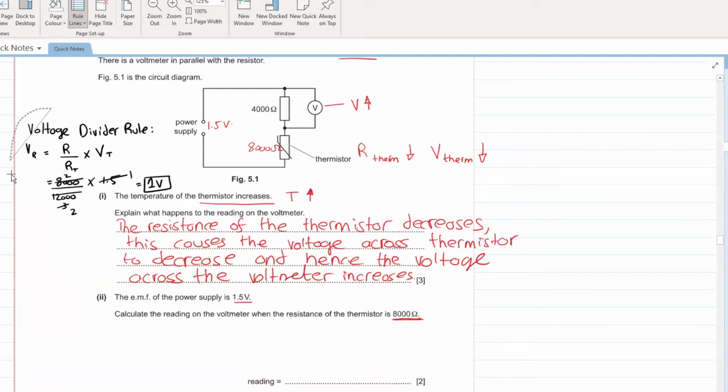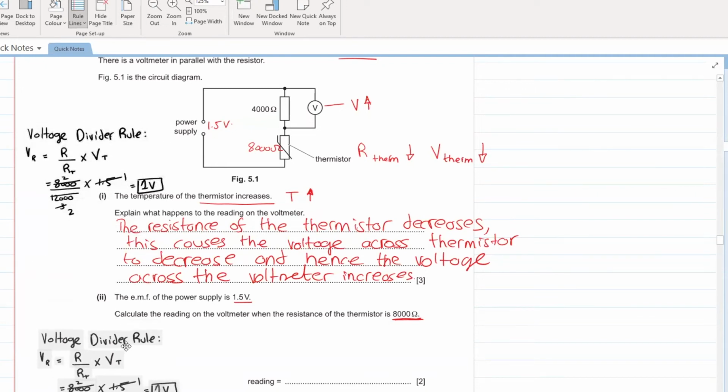It is used when you have to calculate the voltage across a resistor in a series circuit.